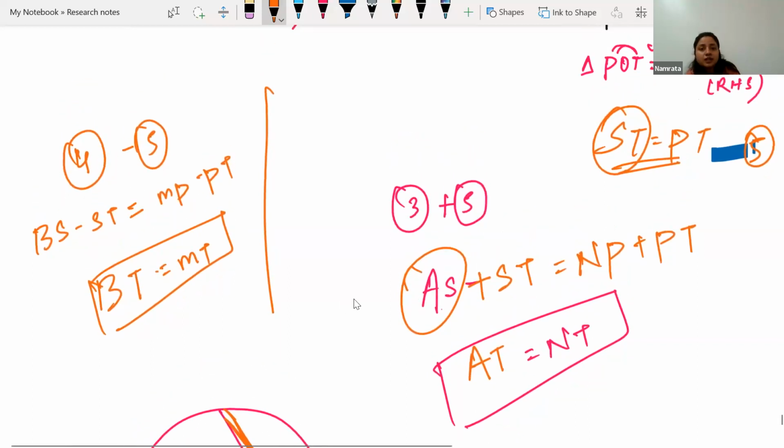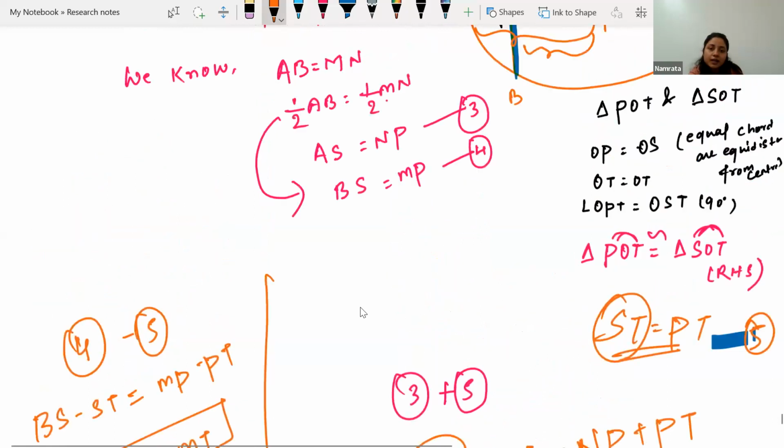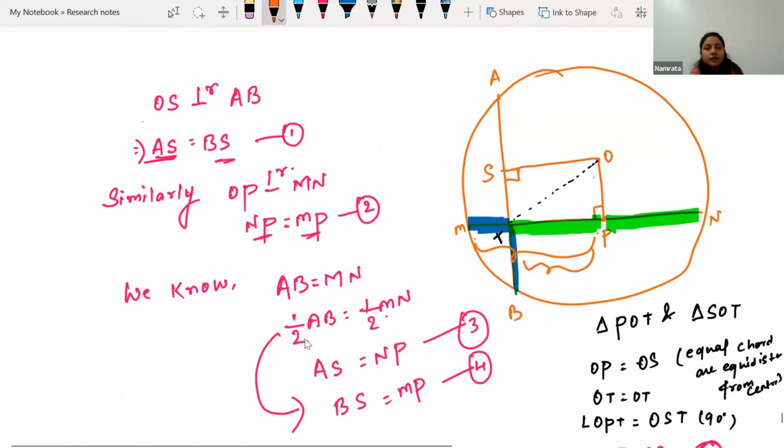These two blue ones are the same. BT, MT are the same. And these two, AT and the other, are the same. AT and the other, the corresponding segments are the same. Are you getting it? Ma'am, please let me know whether it is clear or not.